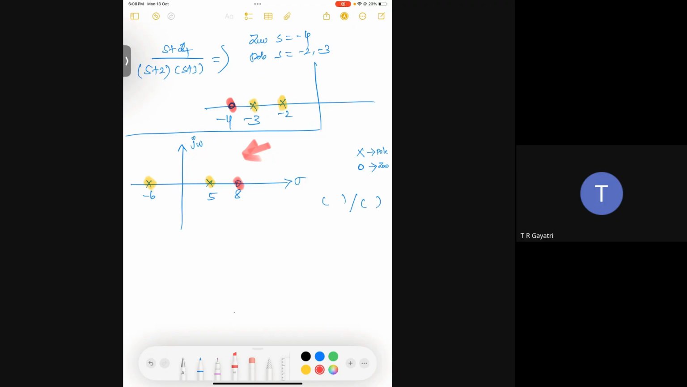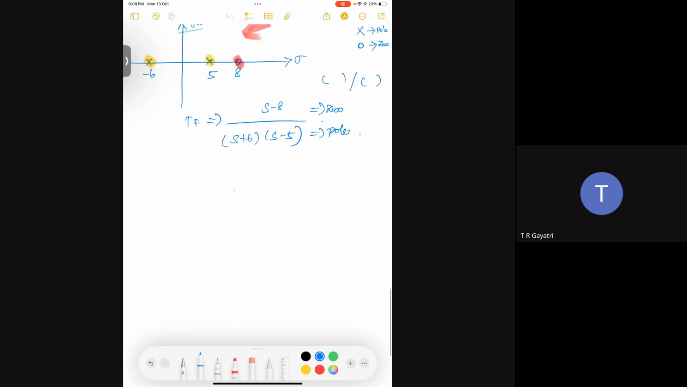One has given s minus 8 by (s plus 6)(s minus 5). Good. Prithvi also said s minus 8 over (s minus 5)(s plus 6). Very good, that's the system. The system is s minus 8 by (s plus 6)(s minus 5). So this is the transfer function of the system, where this represents a zero and this represents the poles, right?